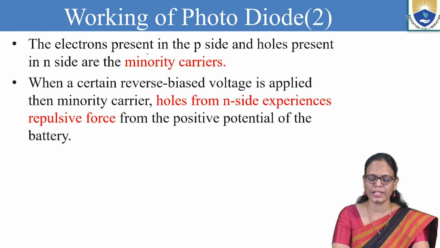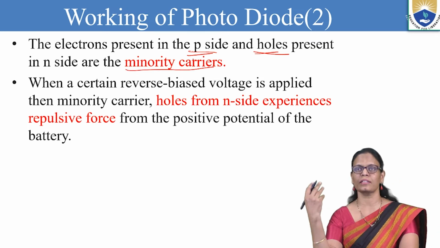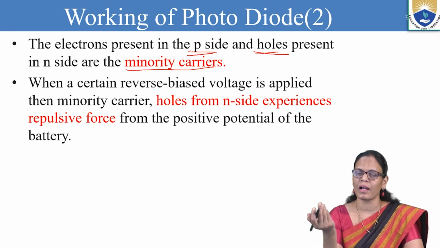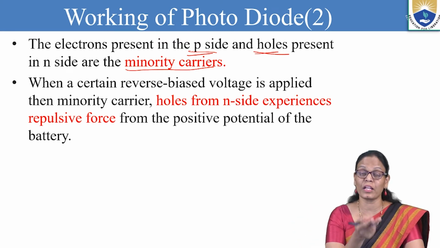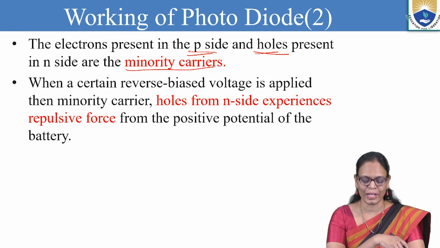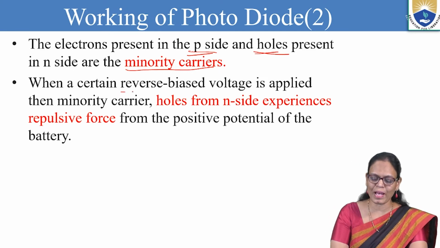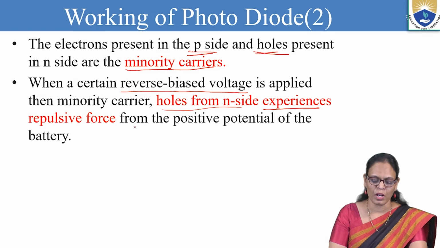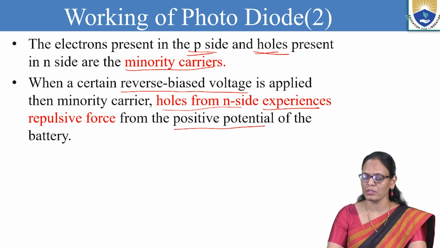The electrons that are present in the P side and the holes that are present in the N side are minority carriers. So when electrons are the majority in the N side, holes will be the minority. And the same with the P side: when holes are the majority, electrons will be the minority. When reverse bias voltage is applied, holes from the N side experience repulsive force from the positive potential of the battery.